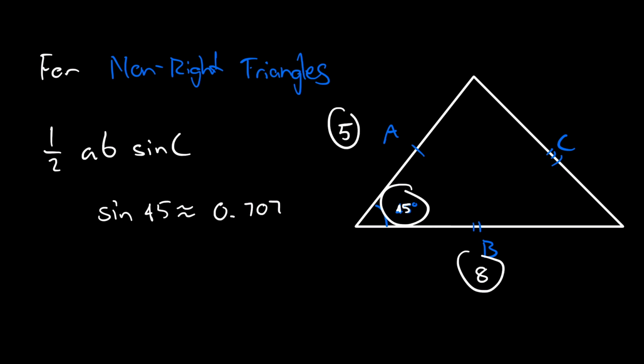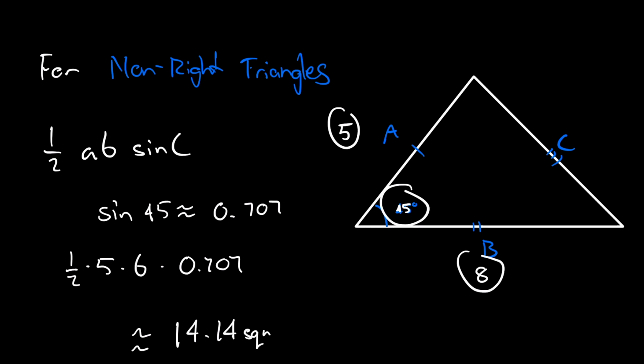Knowing this, we can substitute the values into our formula, multiplying 1/2 A times B times sine C, which we evaluated was 0.707. Computing the area, we can determine that the area of triangle ABC is approximately 14.14 square units.